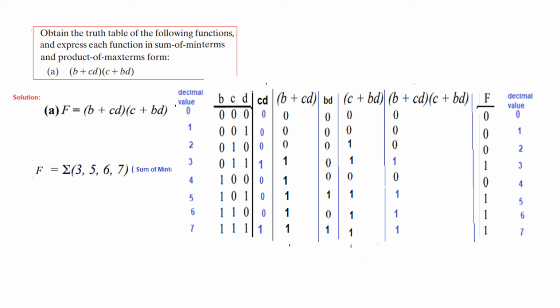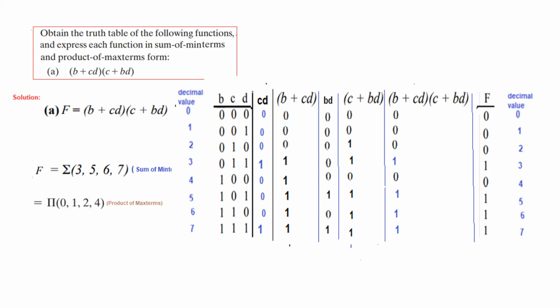So f is the sum of 3, 5, 6, 7. That is the sum of min terms. Now there is another way of writing, that is in terms of max terms. Now max terms is just the opposite of it. Wherever there is 0, we take those for the max terms. So you can see it will be 0, 1, 2 and 4.